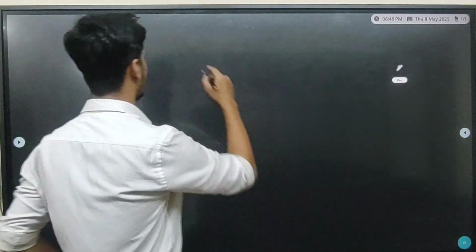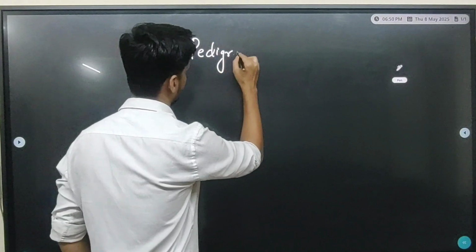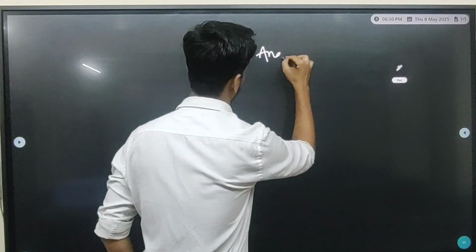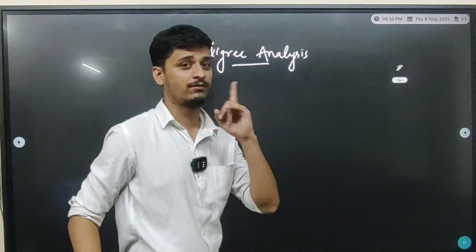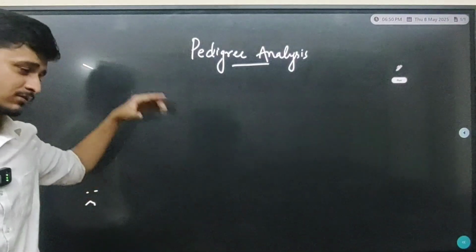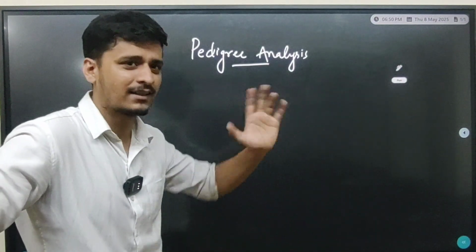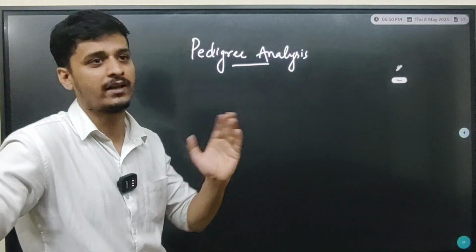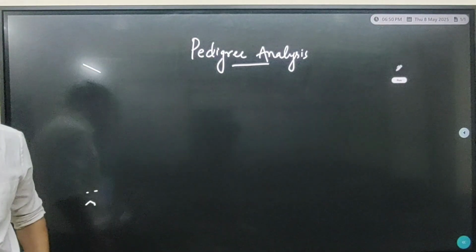So the next important topic of the principle of inheritance chapter is pedigree analysis. From this they will definitely ask you one question. They will give you a pedigree and ask whether this pedigree is related to an autosomal dominant disorder, X-linked, autosomal recessive, or X-linked recessive disorder. So what is pedigree analysis?